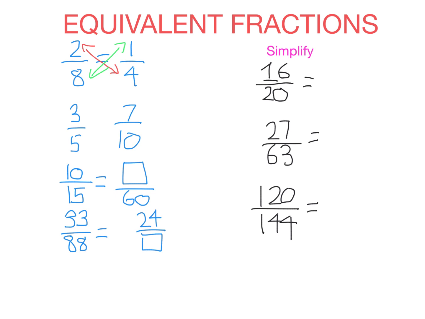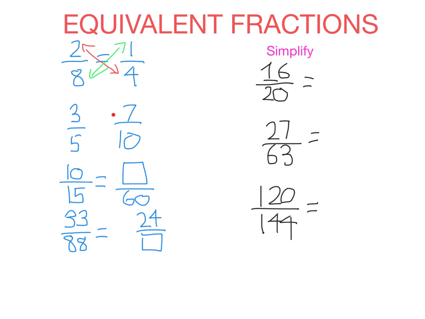Another way of looking at this is that two fractions are equivalent if you multiply or divide the numerators, the numbers at the top, by the same number by which you multiply or divide the denominators. So here I've divided the numerator by 2 to get from here to here. I've also divided the denominator by 2 to get from here to here. Because I did the same thing to top and bottom, they are equivalent fractions.